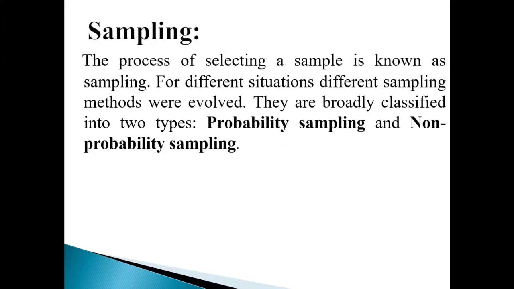Now we are moving towards the definition of sampling, and we will be observing two types of sampling: probability sampling as well as non-probability sampling. The word probability we have all come across: probability of occurrence of an event, probability of non-occurrence of an event, like this. The definition says that the process of selecting a sample is known as sampling. So there is a specific process by which we can select a sample from that particular population. For different situations, different sampling methods evolved. Broadly, sampling methods are classified into two types, that is probability sampling methods and non-probability sampling methods.